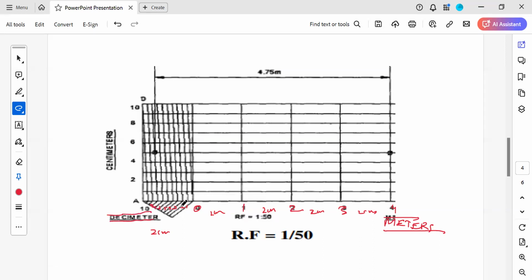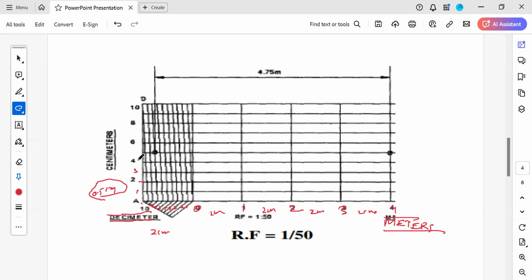Next, divide vertically from this 10th division. This will be the first division, second division, third division, fourth division, fifth division. For each division you can take approximately 0.5 centimeters, or any convenient distance if you want. So this will be in centimeters. Like this we are constructing the diagonal scale.